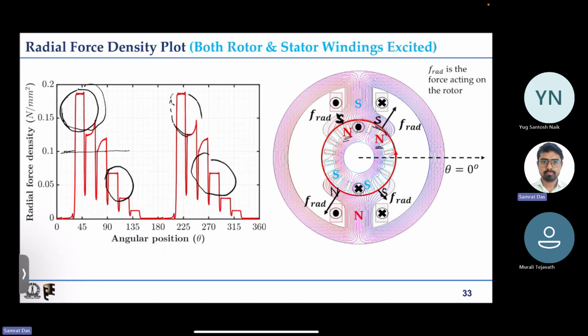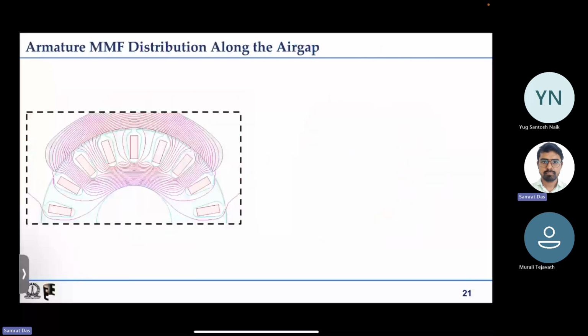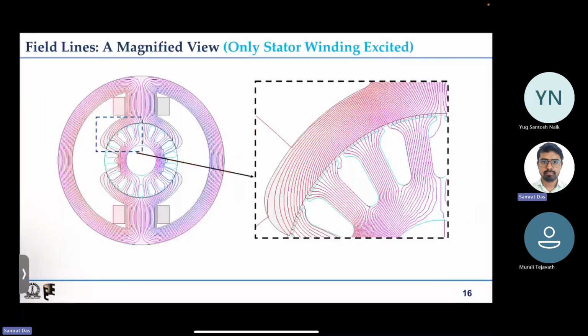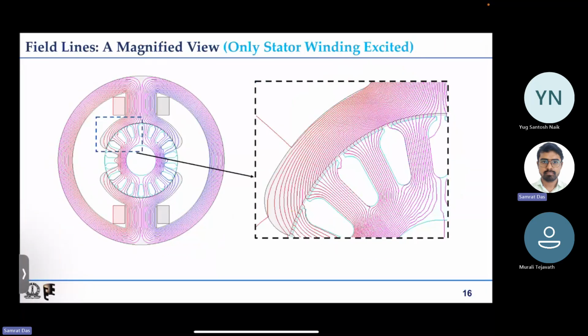So if I go back and see the tangential component force notches, this was for the case where only the stator was excited, of course with no rotor slots. You can see that the tangential force, the positive and negative parts, are symmetric, so they cancel each other out. There is no net average tangential force; that is 0.